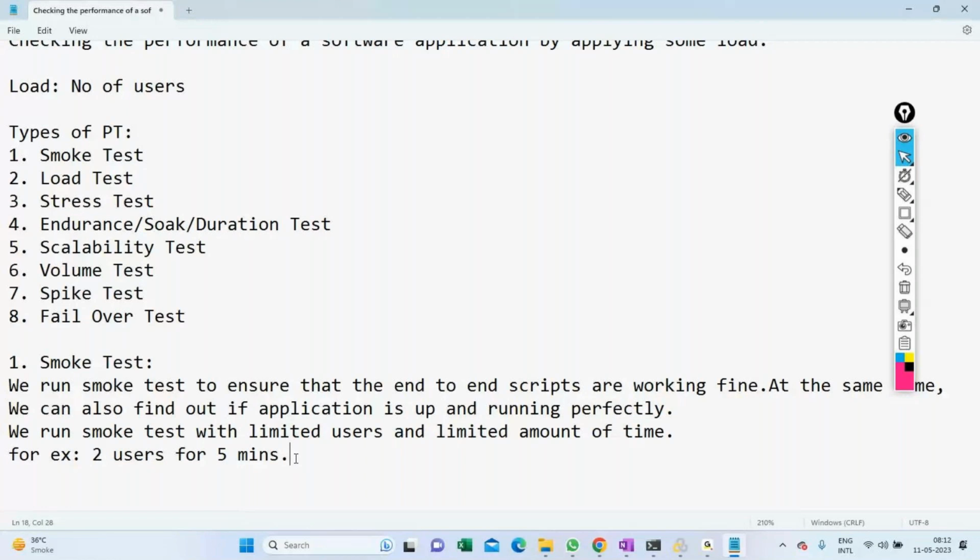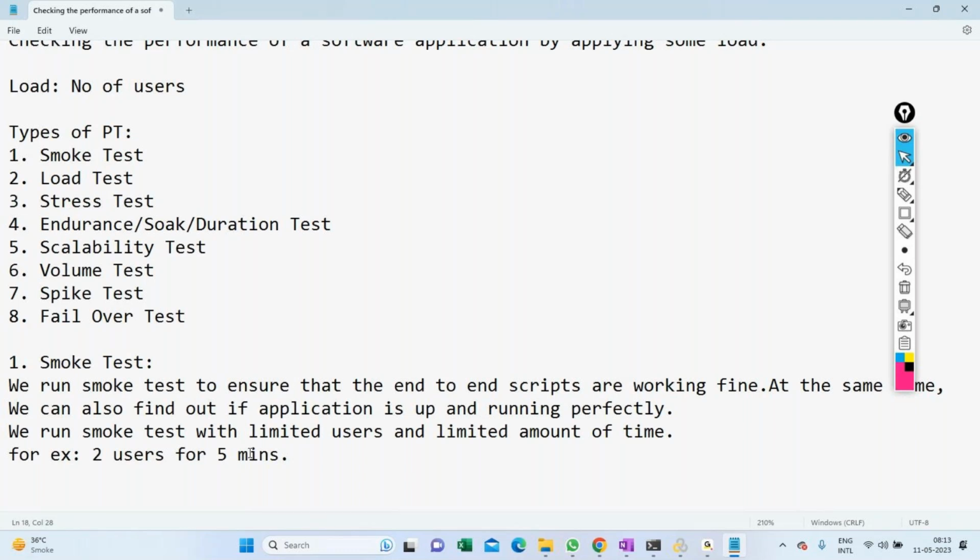Okay. Now, if your application has multiple scenarios, then each scenario you can schedule it for 5 minutes and with 1 or 2 users like that. Like if you have multiple scenarios, like if you take a banking application, you can have multiple scenarios like transfer money, download statement, paying credit card bill, right?